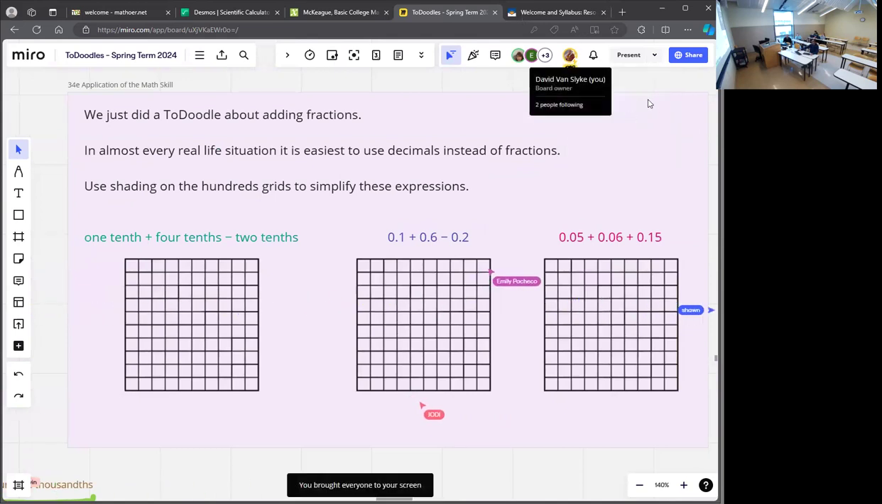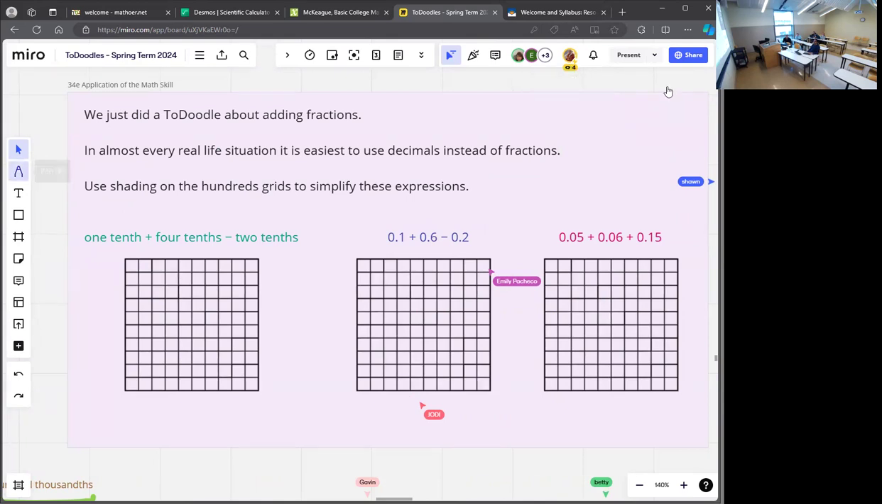Okay, I'm gonna bring everyone to me. Okay, back to the more useful stuff. So we did a to-doodle about adding fractions, and I mentioned at the end of it, decimals are just easier. So each of these grids is 100. So they're a whole, just like with the wooden blocks where the holes were the squares. So I'll do one and then you do others.